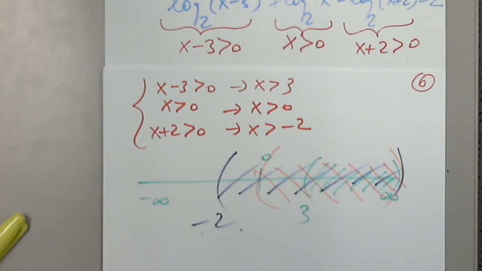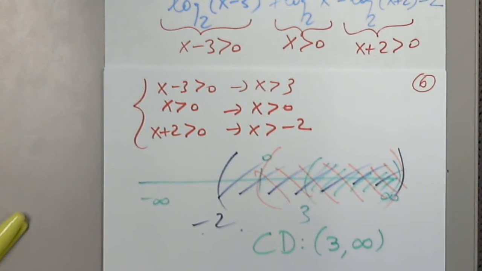I need the territory that fulfills all three conditions at the same time, where I can pick numbers and all three logs will exist. Indeed, absolutely. So the common domain is 3 to infinity. If I do not get a solution that is strictly greater than 3, it will not be accepted. Is that clear? Everyone? Yes?